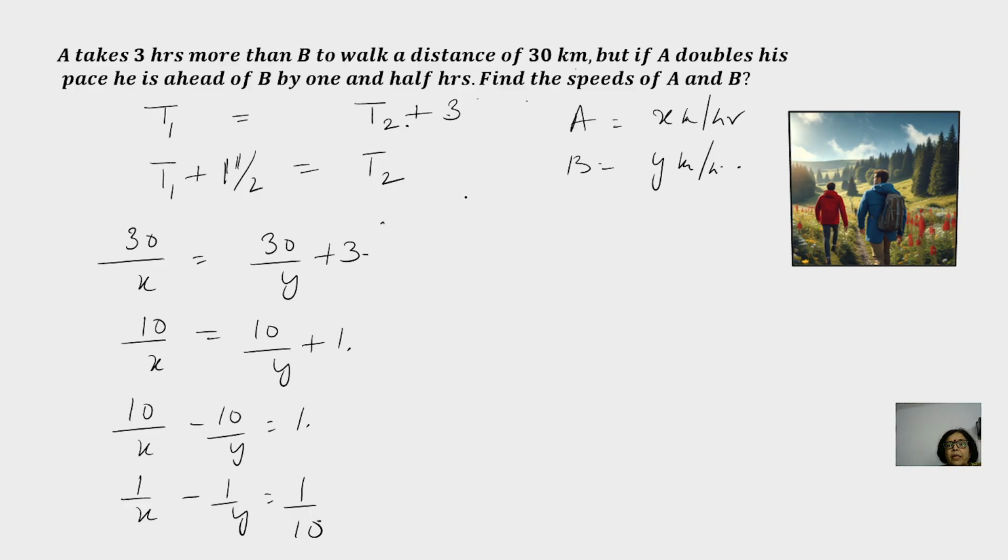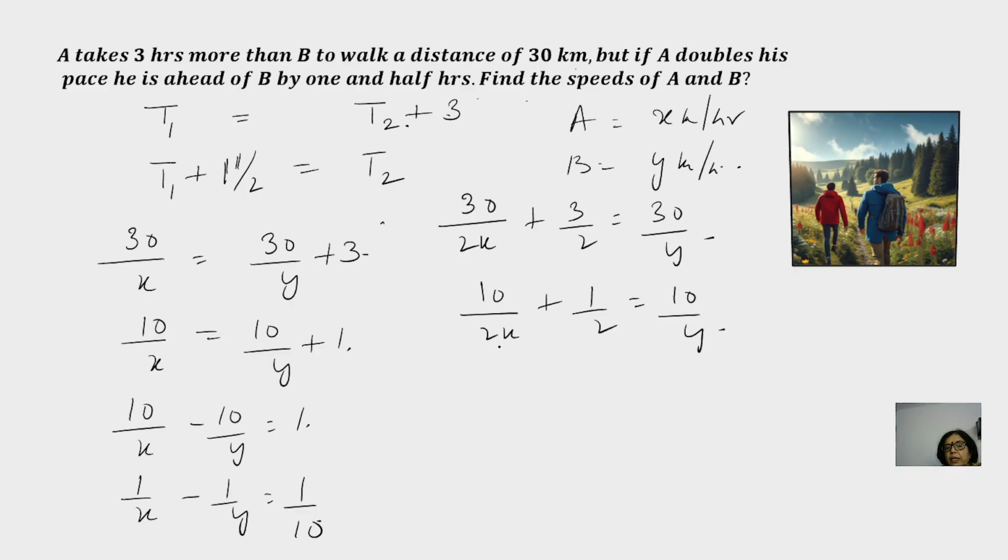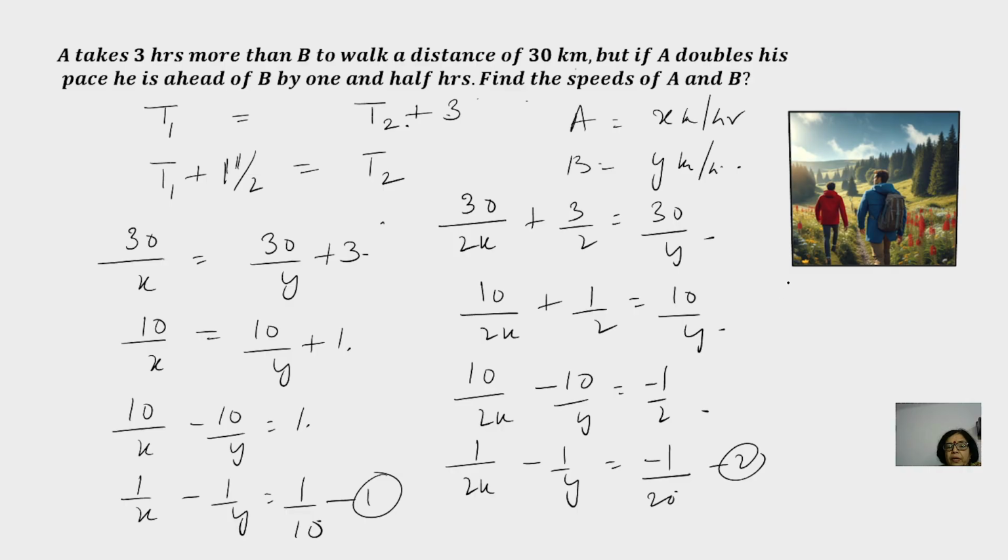Now the second equation will be 30 by 2x, because he has doubled his speed, plus 3 by 2 is equal to 30 by y. Take out 3 common, so we are left with 10 by 2x plus half is equal to 10 by y. Again, if I rewrite this, 10 by 2x minus 10 by y is equal to minus half. Take out 10 common, so 1 by 2x minus 1 by y is equal to minus 1 by 20. Now this is the first equation. This is the second equation. So we get 1 by x minus 1 by y is equal to 1 by 10, and 1 by 2x minus 1 by y is minus 1 by 20.